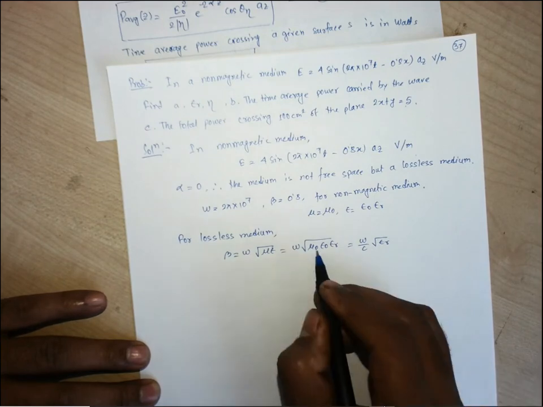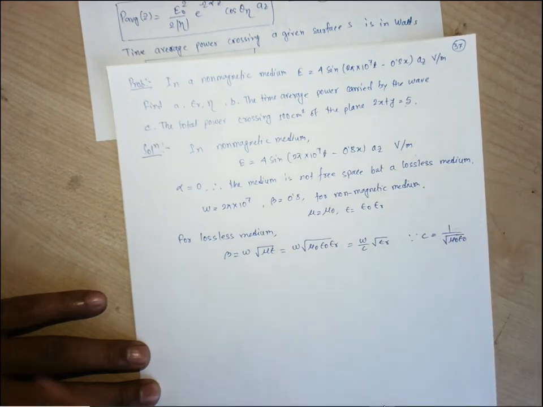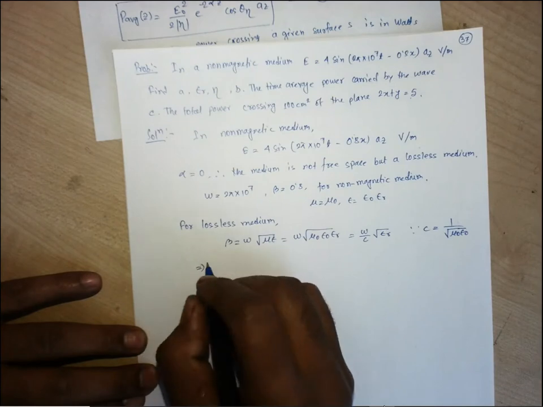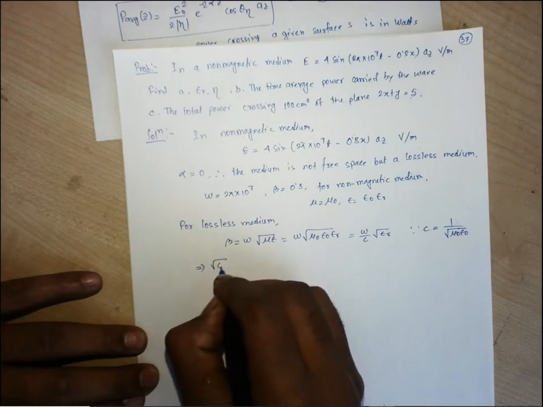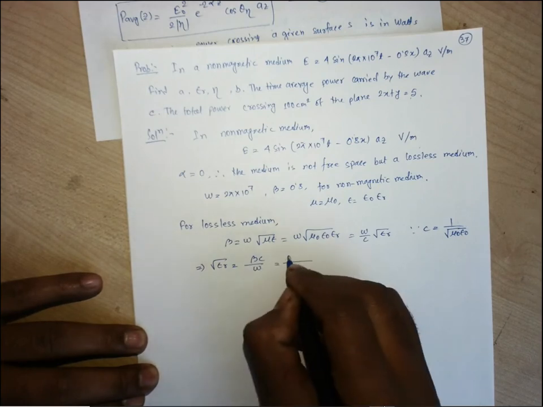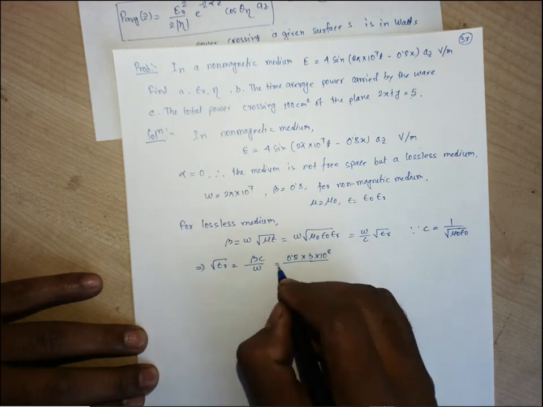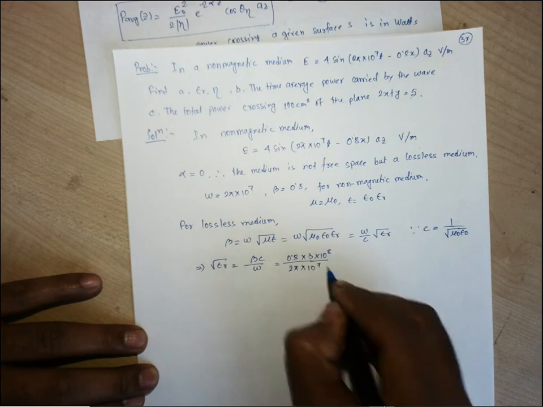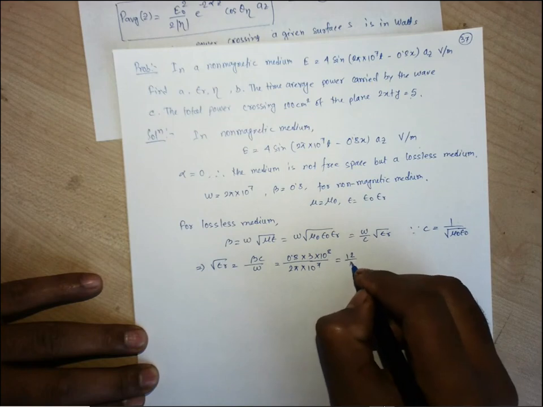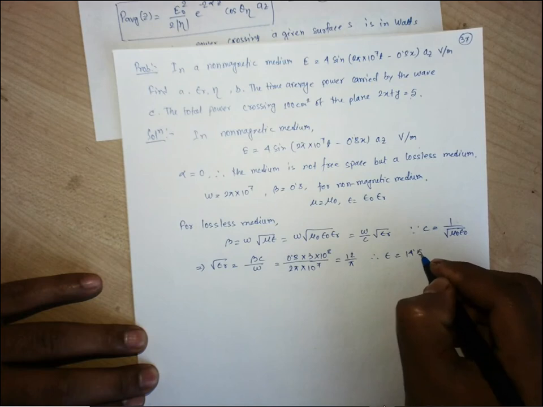How have I written C? Since C is 1 by root over mu naught epsilon naught, it is the speed of light. So we can easily find out epsilon r. Root epsilon r is beta into C by omega. Beta is 0.8, C is 3 into 10 to the power 8 meter per second. Then omega is twice pi into 10 to the power 7. It is coming out as 12 by pi. Therefore epsilon r is 40.59.